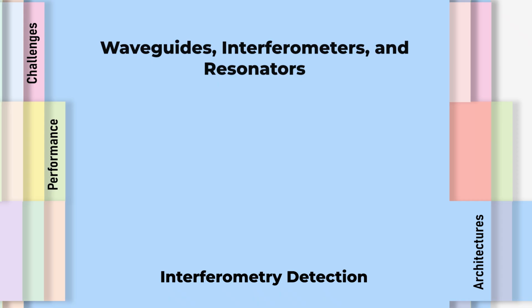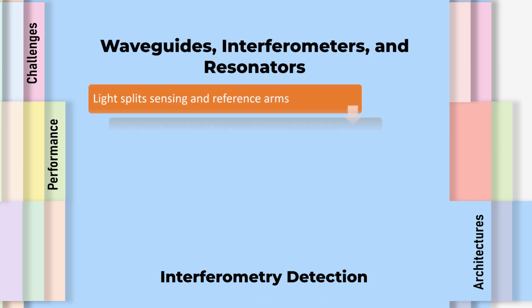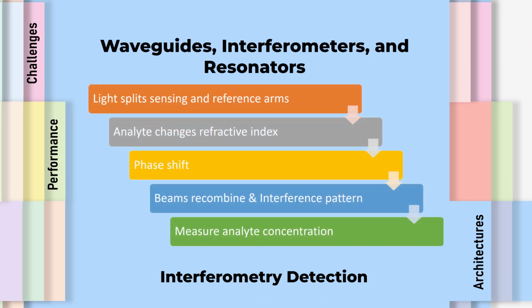Waveguides, interferometers, and resonators. Optical biosensors also use waveguides, interferometers, and resonators. In interferometry-based sensors, a light beam is split into two paths, a sensing arm and a reference arm. If the refractive index in the sensing arm changes because of analyte binding, it creates a phase shift. When the two beams recombine, this phase shift produces an interference pattern. This pattern can be measured to determine analyte concentration.